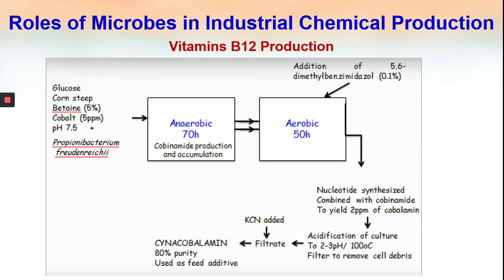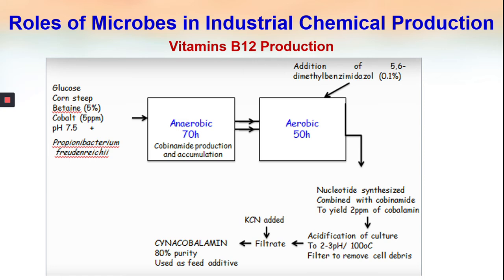As a schematic diagram, basically we need to have a specific media formulated according to the Propionibacterium requirement, together with the pH and some supplements, and then we are going to ferment it under anaerobic condition for 70 hours.